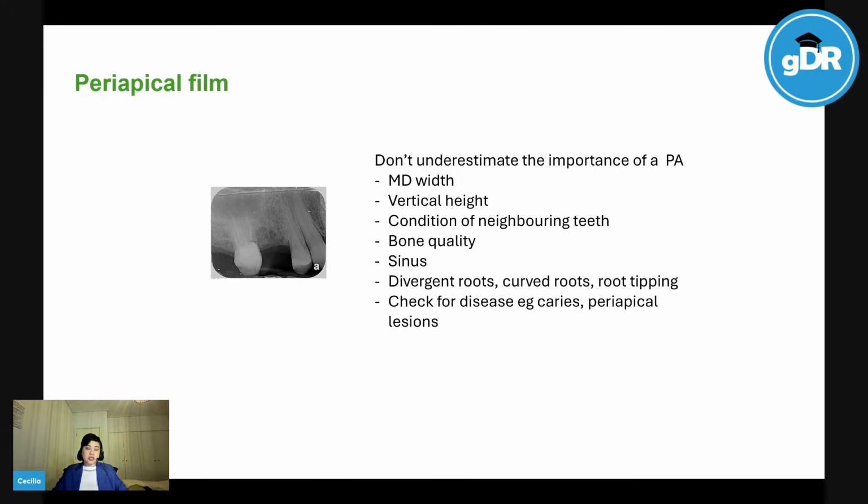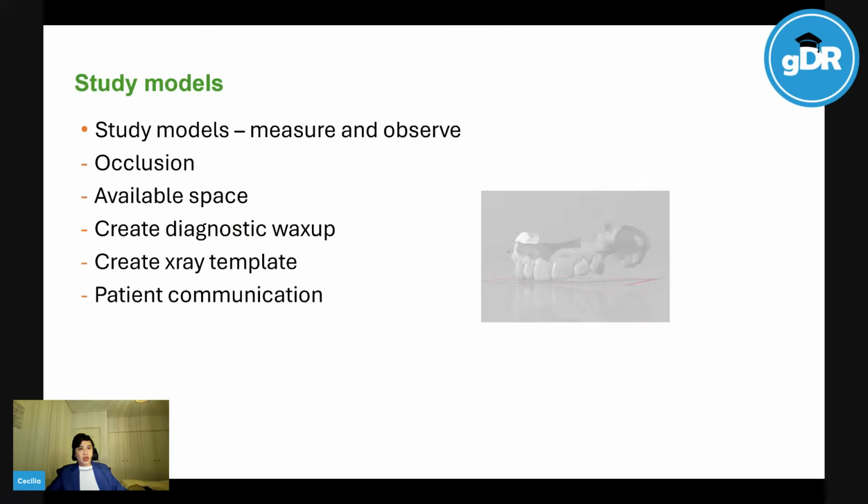So the bone quality you can somewhat assess. Definitely better on a PA than a CBCT, a cone beam CT scan. You can also check for divergent roots. For example, your premolars, sometimes the apex is tipped a little bit distally. So all these little details you will pick up from not just an OPG and a CBCT, but also your periapical film. So these 3 things is what you need. The next thing you need are study models. Now, that could be manual or digital.